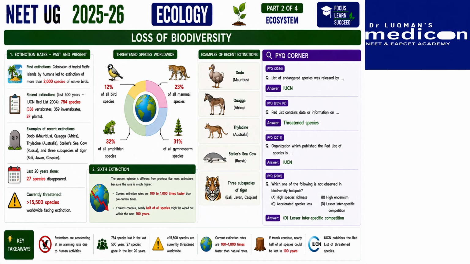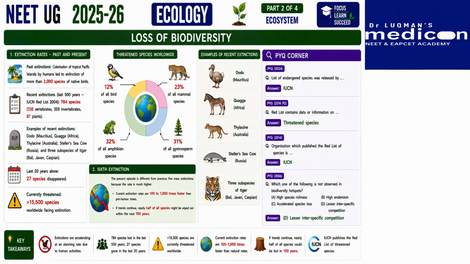Recent extinctions, in the last 500 years. The IUCN Red List of 2004 shows that 784 species have become extinct: 338 vertebrates, 359 invertebrates and 87 plants. Examples of recent extinctions include the dodo, Mauritius; quagga, Africa; thylacine, Australia; Steller's sea cow, Russia; and three subspecies of tiger like Bali, Javan, and Caspian. These have been lost completely in recent years. In the last 20 years alone, 27 species have disappeared.